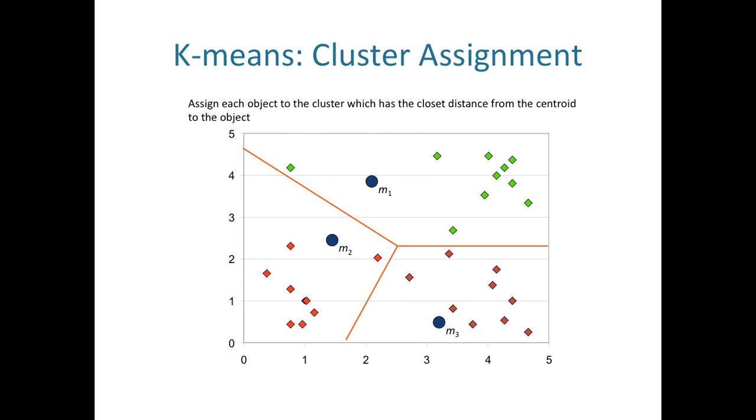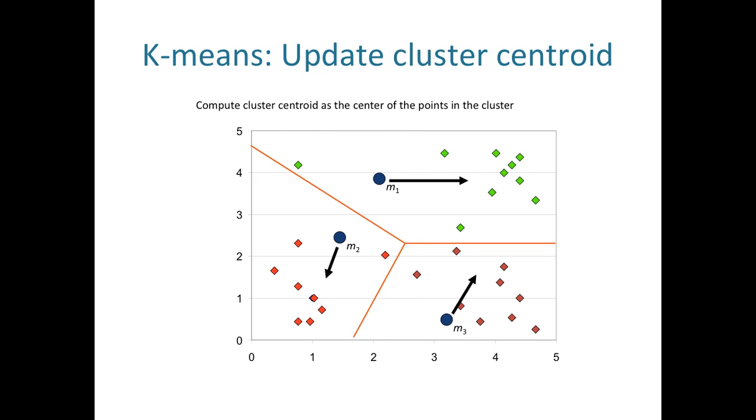Again, k has to be pre-specified. So in this case, we decided to work with k equals 3. And these are the three clusters that we have. Now the next thing, we need to recompute the centroid. So the centroid is recomputed literally as the average of all the points that are part of that cluster.